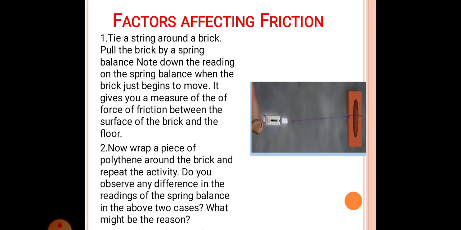Now, wrapping the brick with a polythene sheet, again perform this experiment. You observe there is a difference in the reading on the spring balance. Is it less or more? In the second case, the frictional force increases, which can be observed on the spring balance. The presence of the polythene sheet makes the body move with difficulty. When a body moves with difficulty, the frictional force increases. The presence of the polythene surface increases the frictional force.